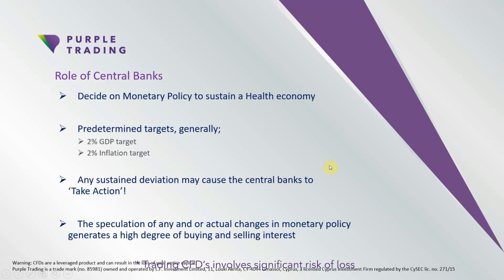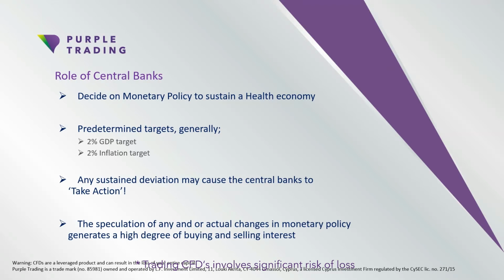Moving on, the role of central banks. So they decide on monetary policy to sustain a healthy economy. Now, the good thing is that they have predetermined targets, and they normally announce these to the public. And normally the targets are, and this goes for all central banks, whether it's Europe, America, Japan, Australia. So the targets are generally, they want to see 2% growth or GDP, and also a 2% inflation target.